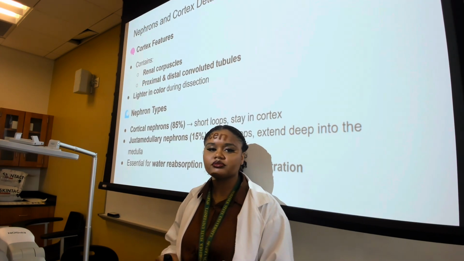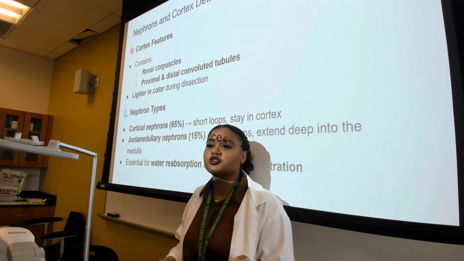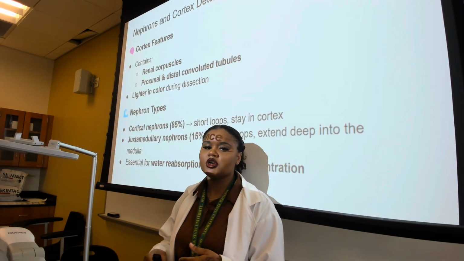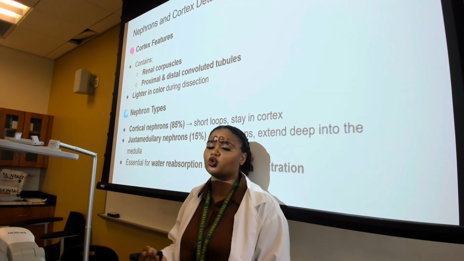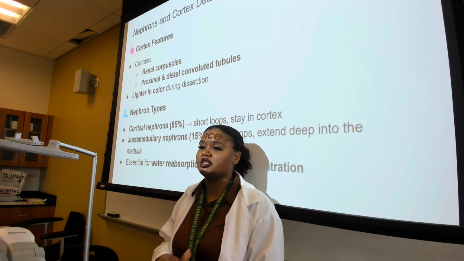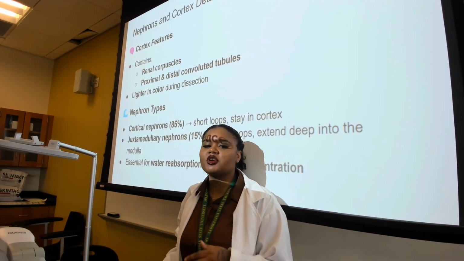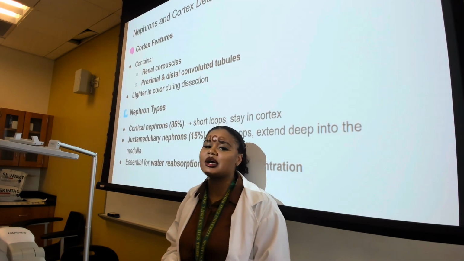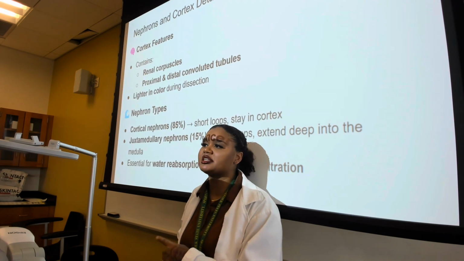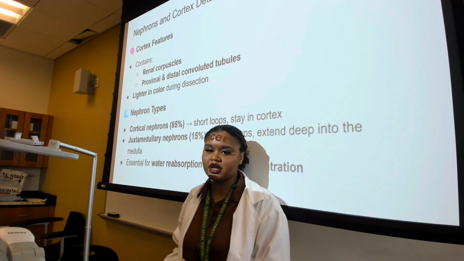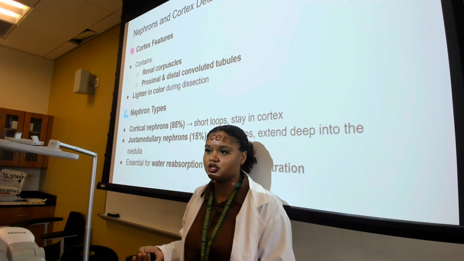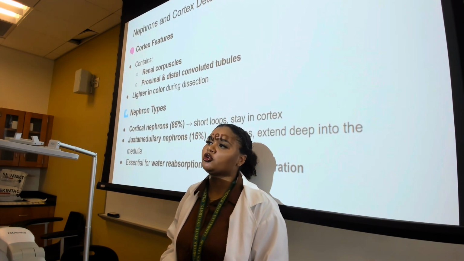Most of your nephrons are cortical nephrons, and then you've got these juxtamedullary nephrons. The cortical nephrons have short loops of Henle that mainly stay in the cortex. So then the main thing you've got in the medulla is your collecting duct tubules. But then you've got about 15% of your nephrons that are juxtamedullary nephrons, which means the loop of Henle, descending and ascending, juts into the medulla, okay? And it's essential for mainly water resorption and urine concentration, which are the main roles of your loop of Henle.